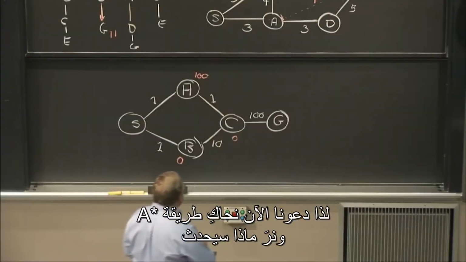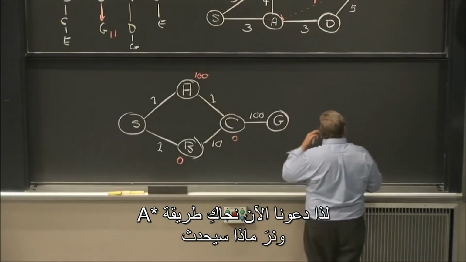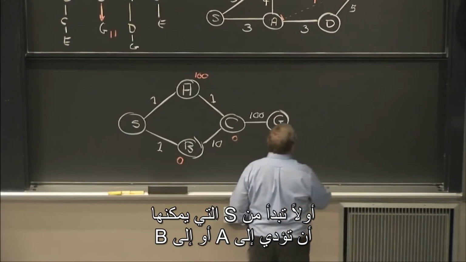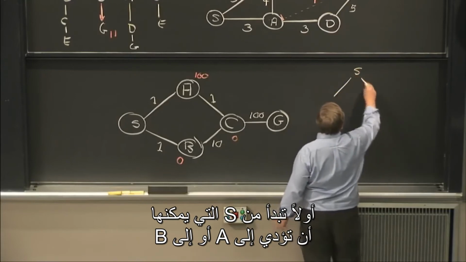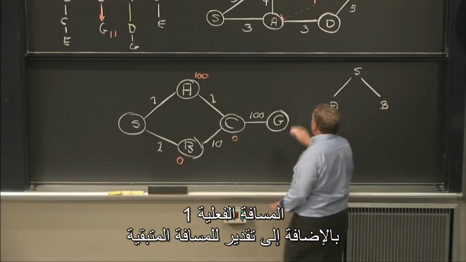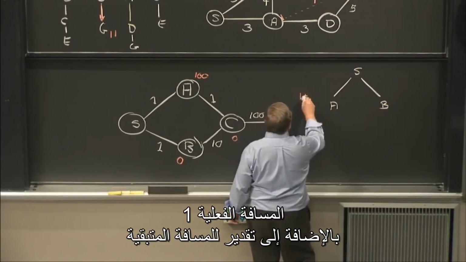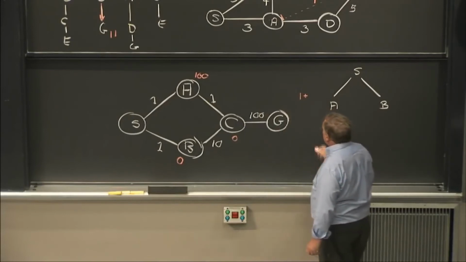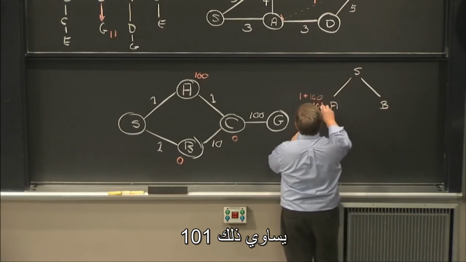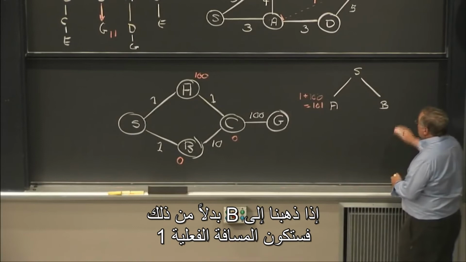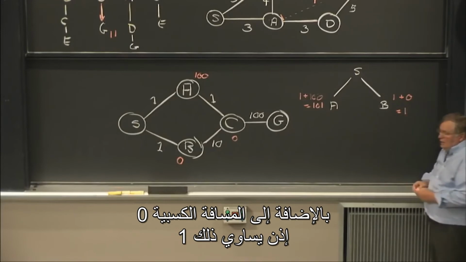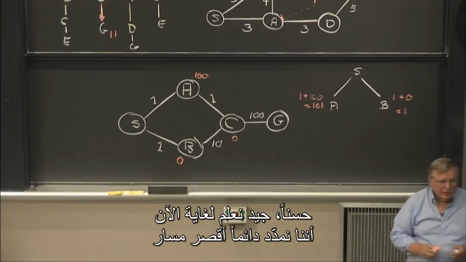So now let's just simulate A star and see what happens. So first of all, you start with S, and that can either go to A or B. The actual distance is 1 plus an estimate on the remaining distance. That gives us 1 plus 100, that's equal to 101. If we go to B instead, the actual distance is 1 plus the heuristic distance is 0, so that's equal to 1. Okay, good. So now we know that we always extend the shortest path so far.